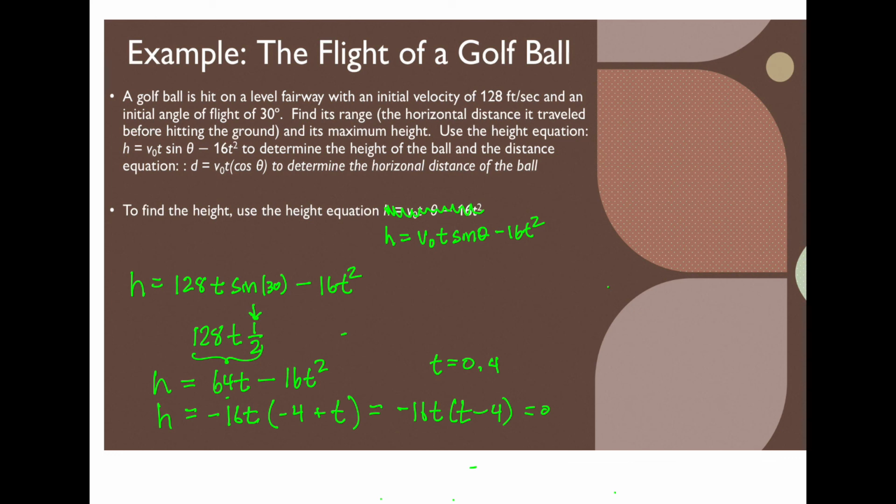But this is a negative t squared, so it is going to give us an upside-down parabola, right, because of that negative that's in front of the t squared. What we want to figure out is what is the vertex of this parabola. So how can we find that? Well, with a parabola that's in standard form. Here's what I call the standard form.